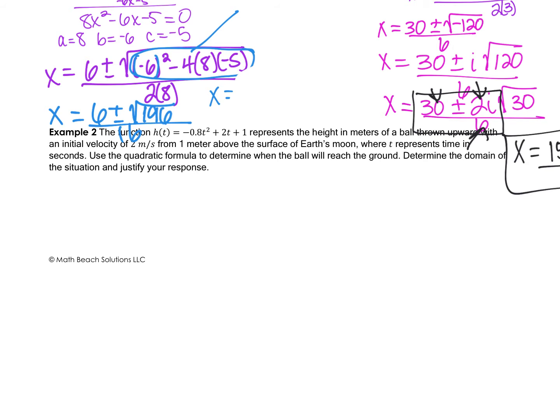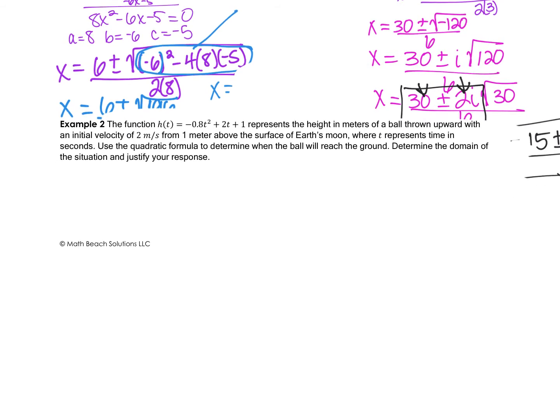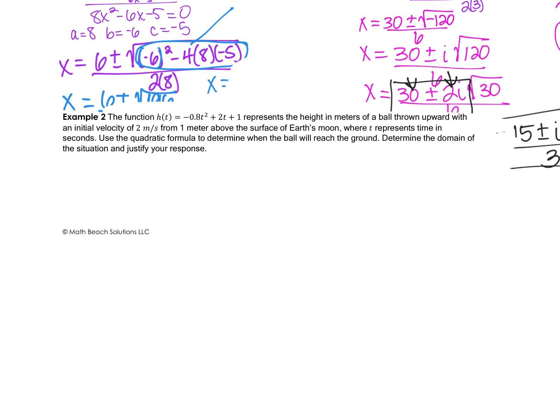All right, let's take a look at this word problem. So we're given the function h of t equals negative 0.8t squared plus 2t plus 1. It represents the height in meters of a ball thrown upward with an initial velocity of 2 meters per second from 1 meter above the surface of the Earth's moon. T is going to represent the time in seconds. Use the quadratic formula to determine when the ball will reach the ground, which means y equals 0. That's your y. Determine the domain of the situation and justify your response.